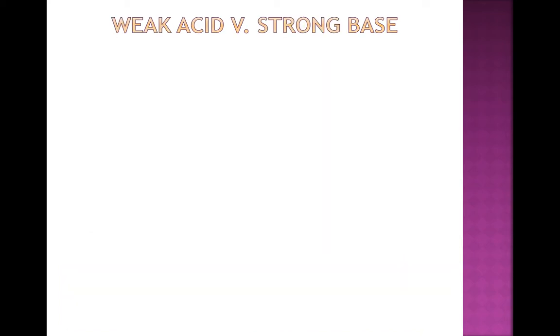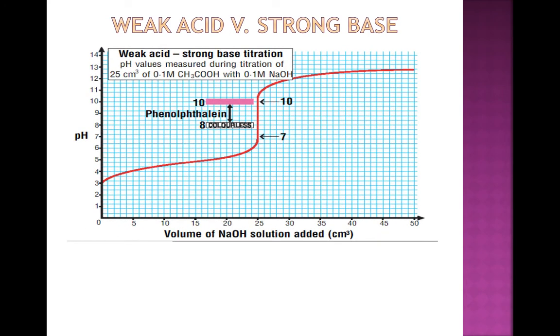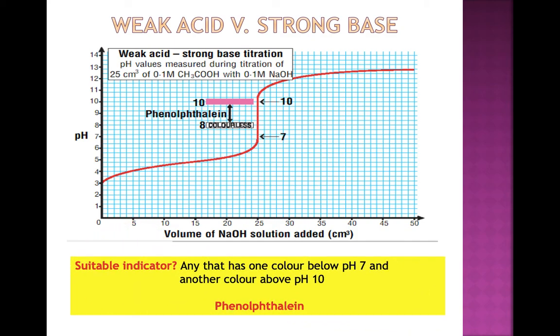Now, what about a weak acid versus a strong base? We're going to use our usual example for a weak acid, which is ethanoic acid. If you start out with 25 cm³ of 0.1 molar ethanoic acid, and then you add 0.1 molar sodium hydroxide, the pH will go up gradually, and then all of a sudden there'll be a jump from pH 7 up to pH 10. The only indicator that has a distinct colour change between 7 and 10 is phenolphthalein, and that's why you select phenolphthalein for this one.